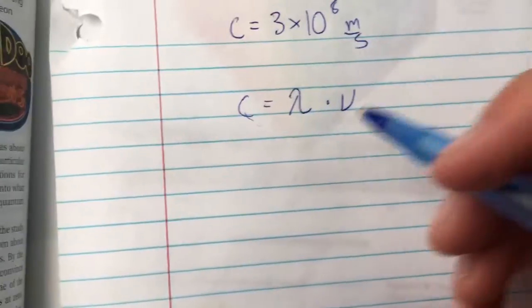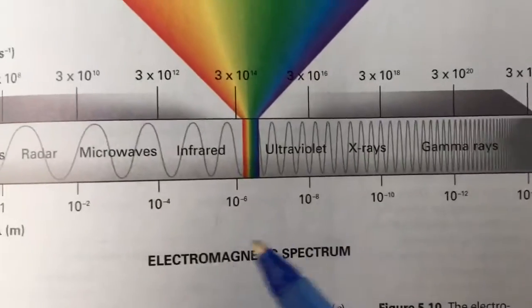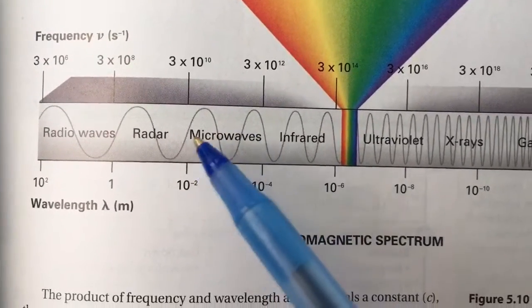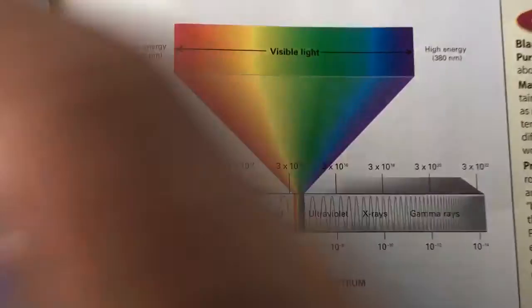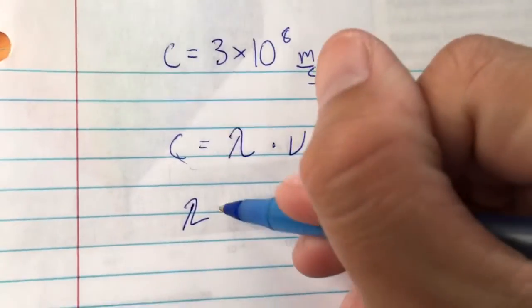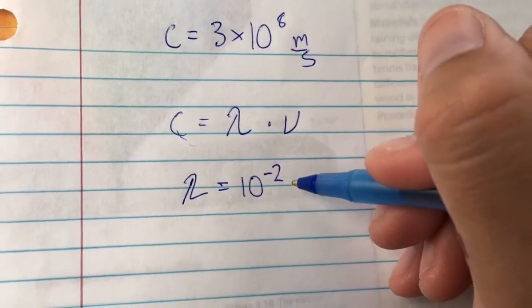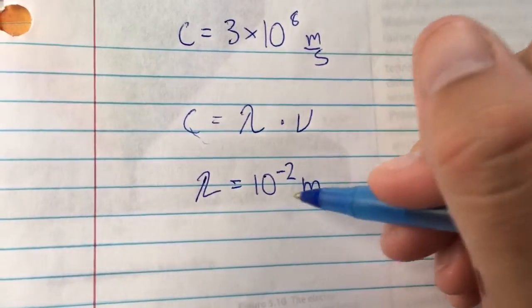So on the test, I might give you a wavelength, and I'll pick a wavelength from here: a wavelength of 10 to the negative 2. I'm talking about a microwave, something between radar and microwaves. 10 to the negative 2, and I'm going to write the units too. So the wavelength is 10 to the negative 2, and we're talking about wavelength. It'll typically be in meters for length. Wavelength is 10.